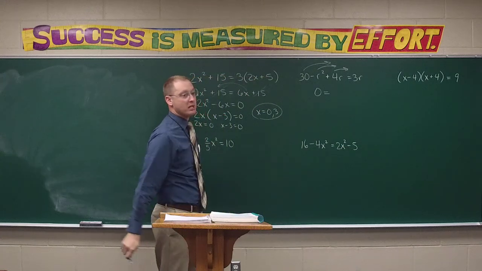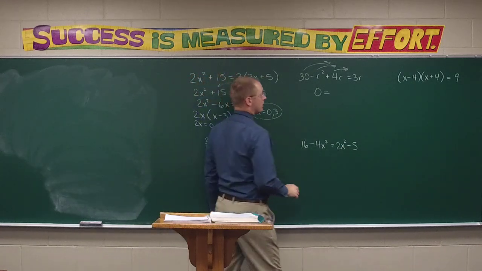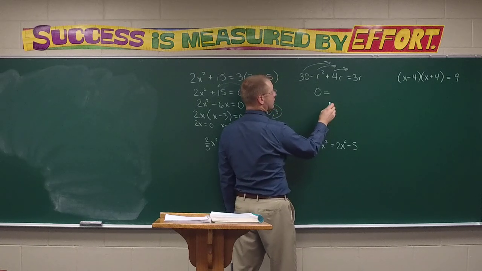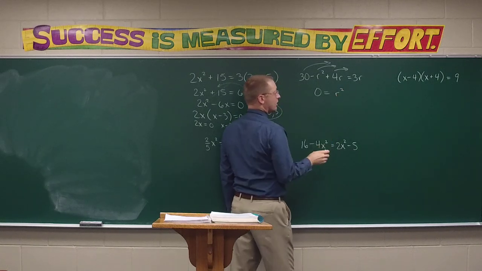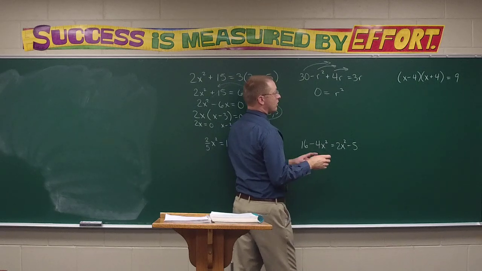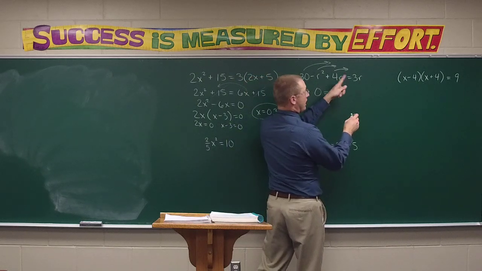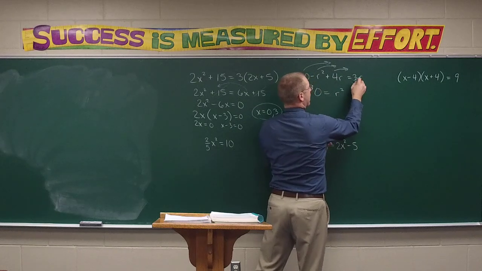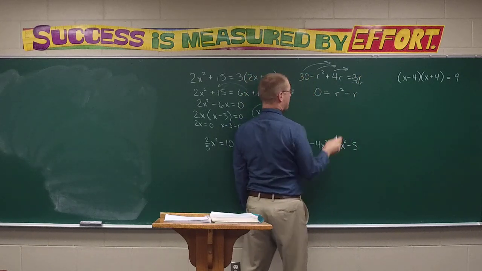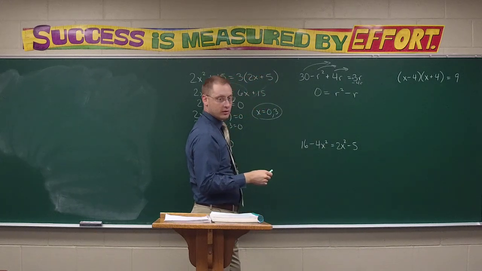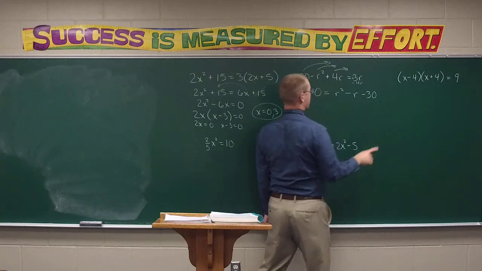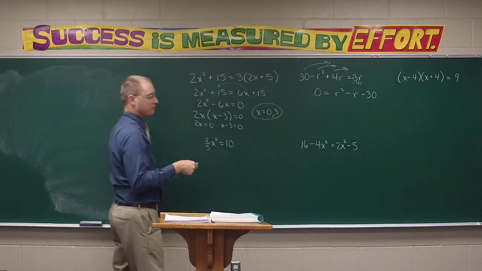What would the equation become then, Genesis? Positive r squared, plus 4, 3r. Well, I'm taking this 4r and putting it over here as a negative 4r, right? Negative 1r, and then negative 30. And then from there, this time we would backwards FOIL and continue working.